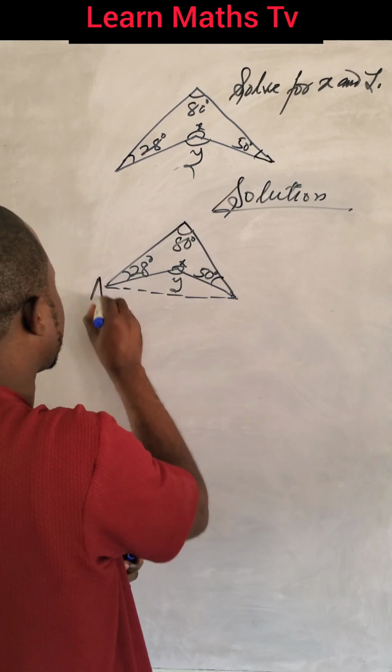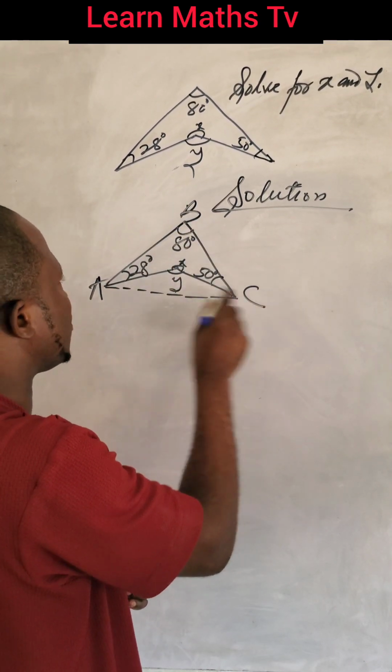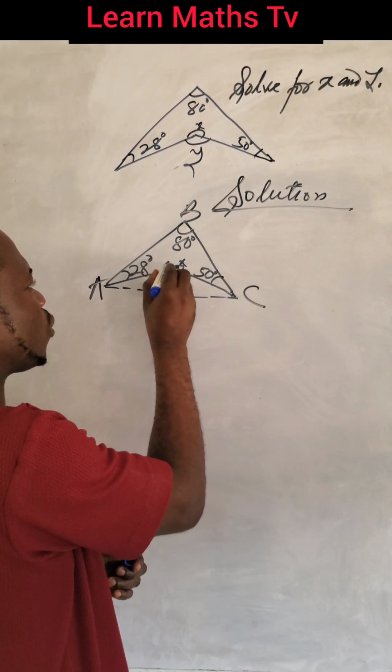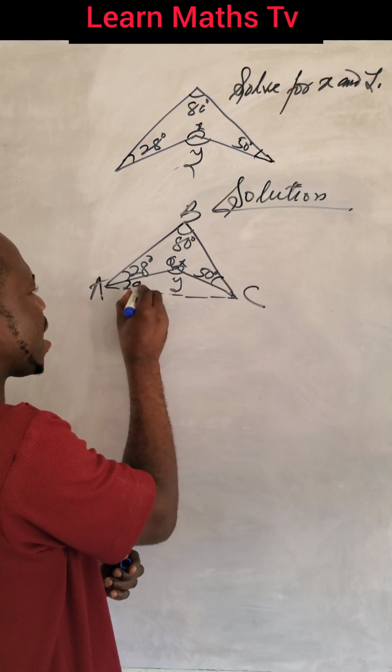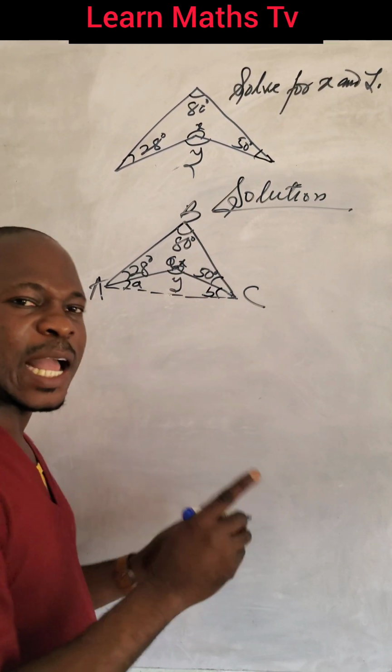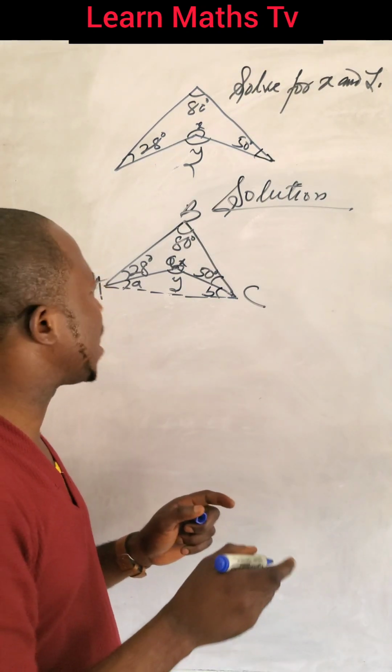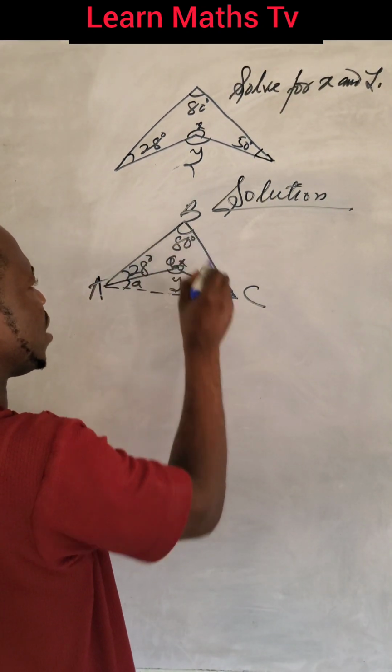But let me label here A, B, and C representing the bigger triangle. So permit me to call here Q to represent my smaller triangle. So let here be A and here be B. I am going to equate the bigger triangle with the smaller triangle. This is A, this is B, this is C.